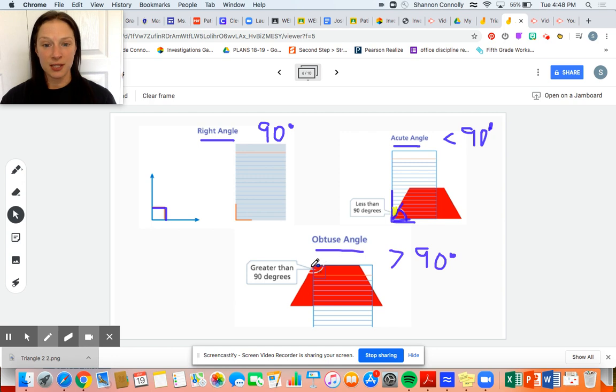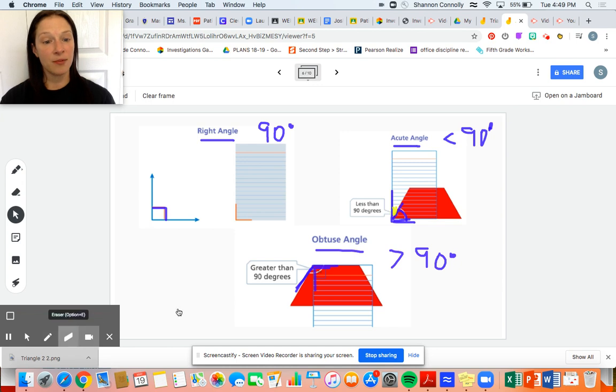So obtuse, we're thinking about these lines here. And we see the piece of paper going in here, and this would be the 90 degrees. But you see that this line extends beyond where 90 degrees is, and you can see this extra space here. That means that it's greater than 90 degrees. I'll erase that so you can see the extra space. And it's an obtuse angle.